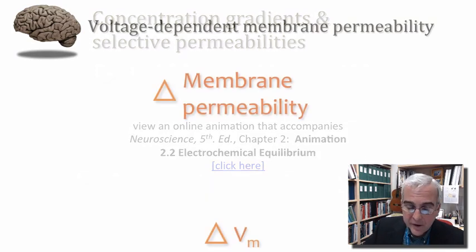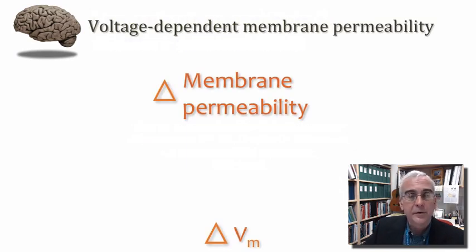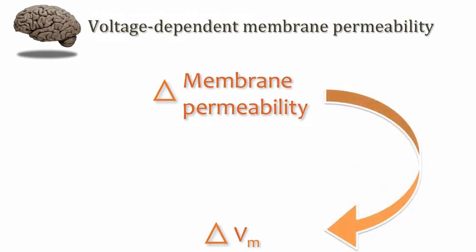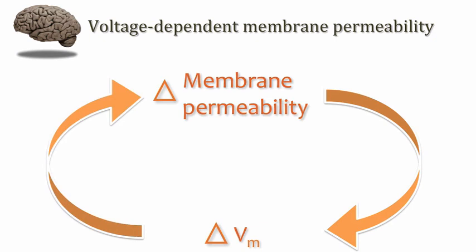Well, finally, before we get there, I'll just remind you that what we talked about last time is that changes in membrane permeability can have predictable consequences for the change in membrane potential. Now, what we're going to try to explain beginning in this tutorial is how it is that changes in membrane potential can impact membrane permeability.